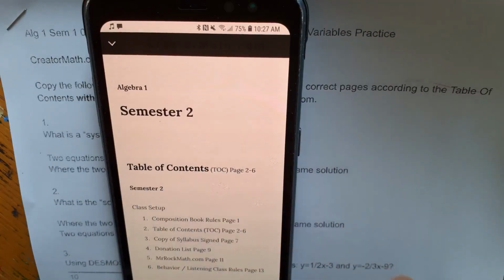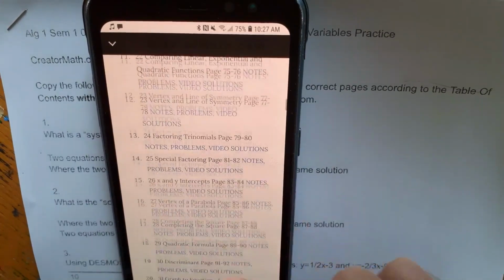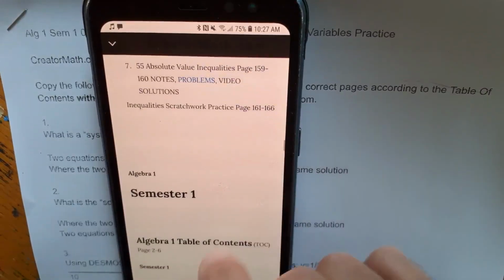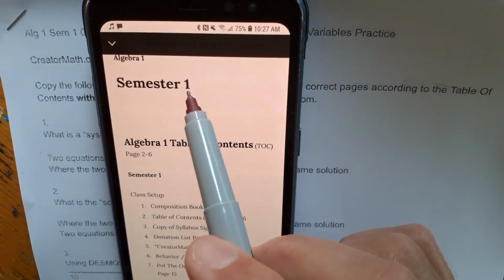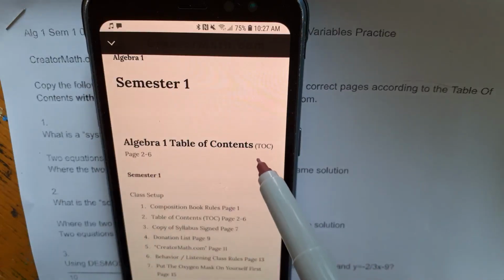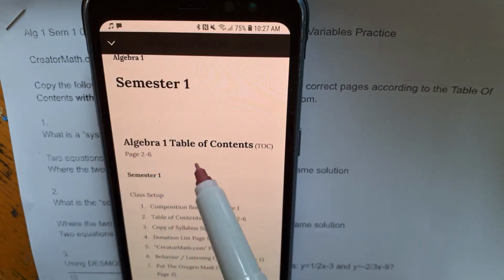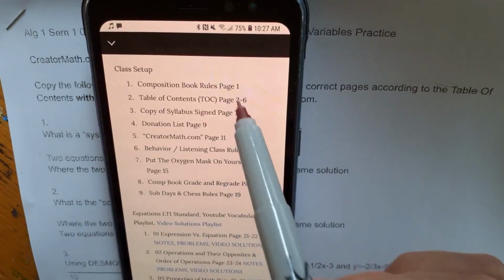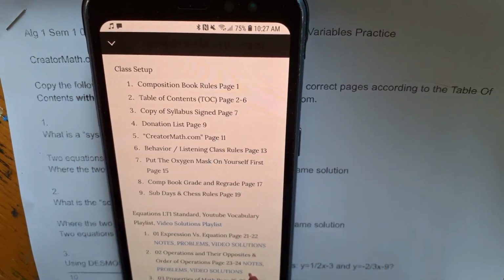Now find the semester that we're in for this particular lesson we're doing. So under this semester, make sure you're in the correct one. There's a table of contents. This is so important. I ask you to write it onto pages 2 through 6 of your composition book. Why? Because it has all of the page numbers of where everything goes the entire semester. And that's how I'm going to grade your comp book. I can't find it otherwise, right?